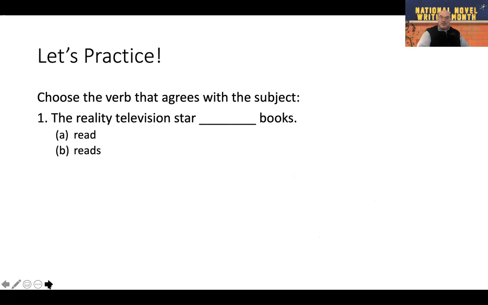So the reality television star blank books, right? So how would you fill in that blank? Would it be the reality television star read books, or the reality television star reads books? And I'm sure you can tell right away, just from the sound in your ear, that it should be the reality television star reads books. Okay, so star is singular, and we need the singular verb to go with it, reads.